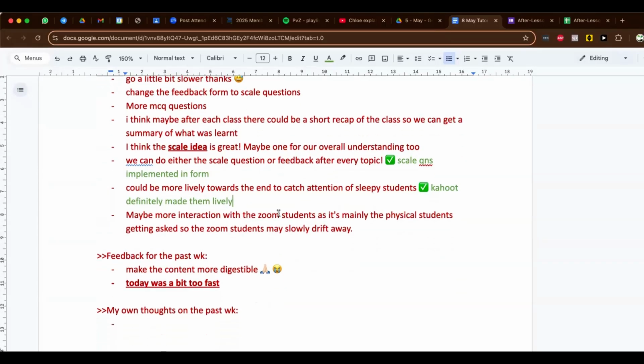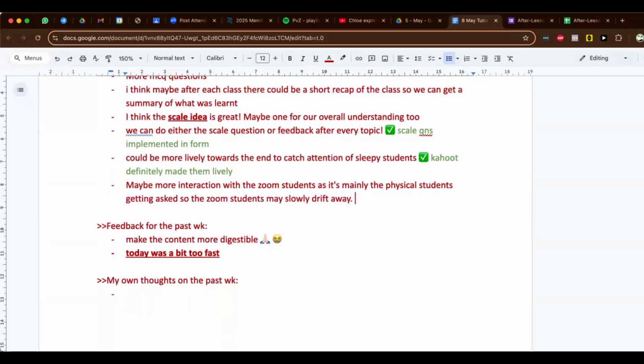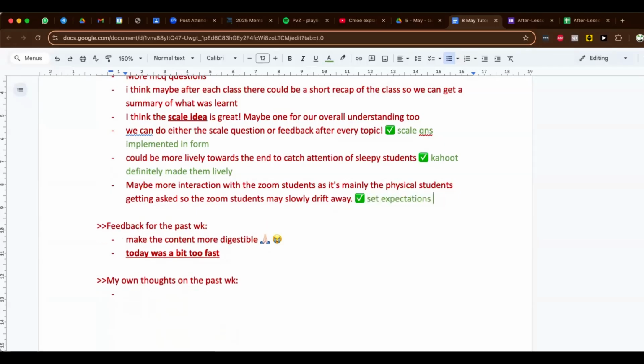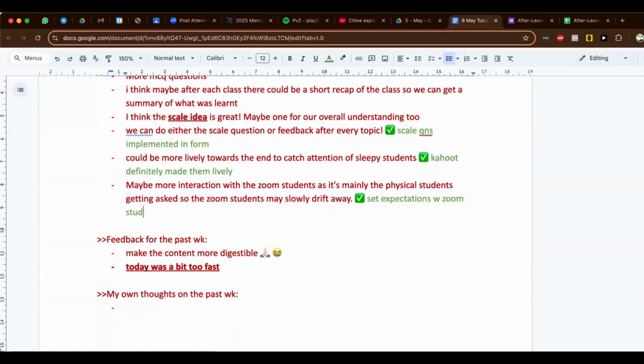More interaction with the Zoom students. I wouldn't say more than usual, but in that class, at the start, I did set the expectation, because I think we did talk about it. Good. So how do you set expectations? What do you say to them? I just said that as the class size is growing bigger, this is how it usually is, and I let them know that we open up the Zoom as accommodation for students who are a bit more shy.